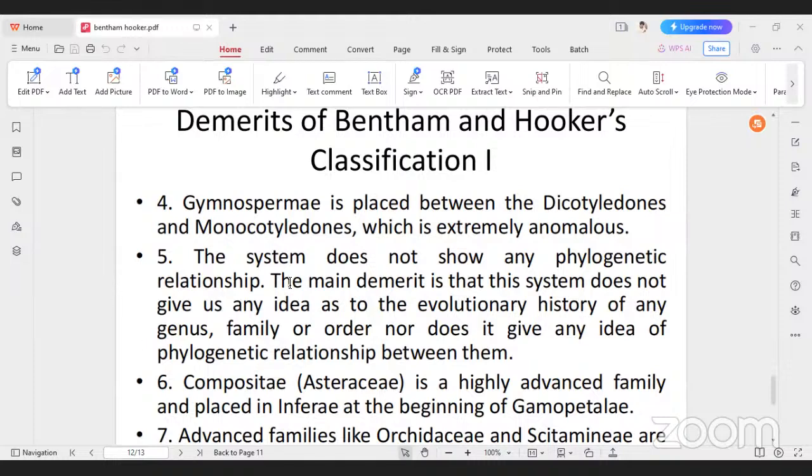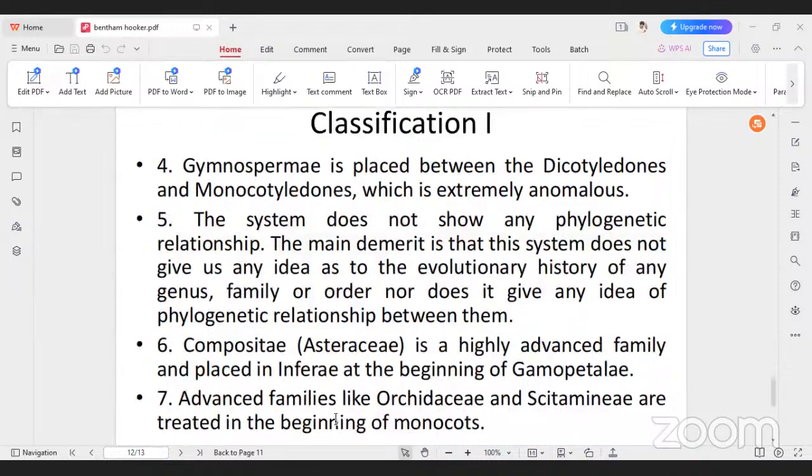And the system does not show phylogenetic relationship, as I already told you, because it is not phylogenetic at first. The main demerit is that the system does not give us any idea of evolutionary history: how one family or another evolved, which is the primitive family, which is the advanced one. The complex character is primitive and the simple one advanced. And the composite Asteraceae, actually a highly advanced family, is placed in Inferae at the beginning of Gamopetalae.